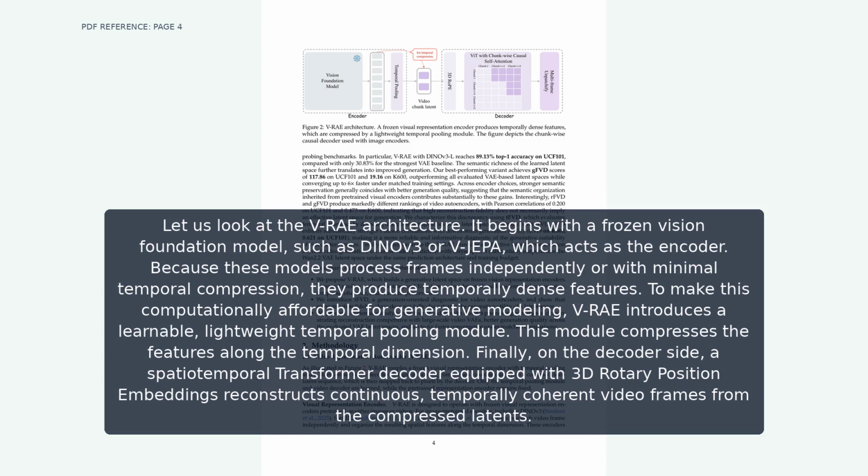Let us look at the V-RAE architecture. It begins with a frozen vision foundation model, such as DINOv3 or VJEPA, which acts as the encoder. Because these models process frames independently or with minimal temporal compression, they produce temporally dense features. To make this computationally affordable for generative modeling, V-RAE introduces a learnable, lightweight temporal pooling module. This module compresses the features along the temporal dimension. Finally, on the decoder side, a spatiotemporal transformer decoder equipped with 3D rotary position embeddings reconstructs continuous, temporally coherent video frames from the compressed latents.